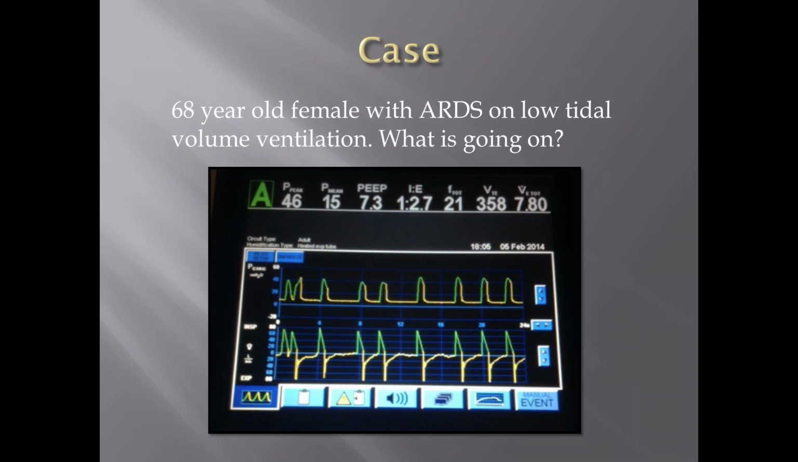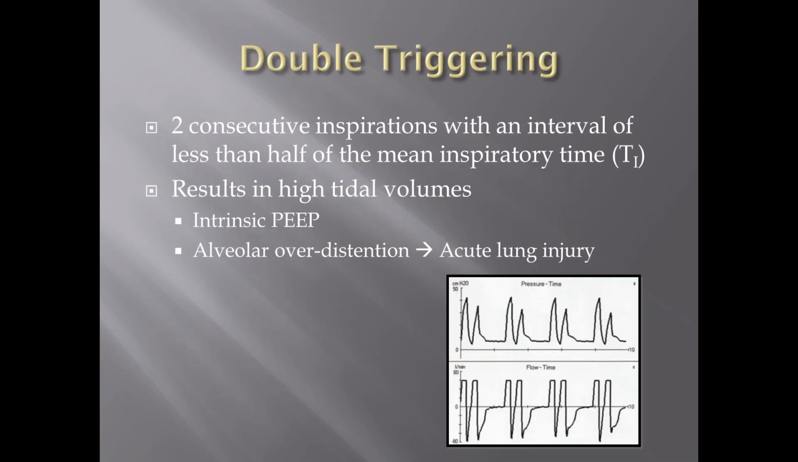So the breaths look mostly uniform, but then those first breaths there, what is that called? Yeah, breath stacking or double trigger. So there are these two rapid breaths that come consecutively. The definition that I find fairly difficult is two consecutive inspirations with an interval of less than half the mean inspiratory time. Luckily, when we see this, we kind of know it, and we don't have to think about the definition too much. So it can result in high delivered tidal volumes, intrinsic PEEP, and theoretically acute lung injury.